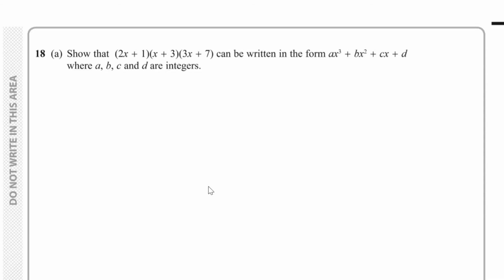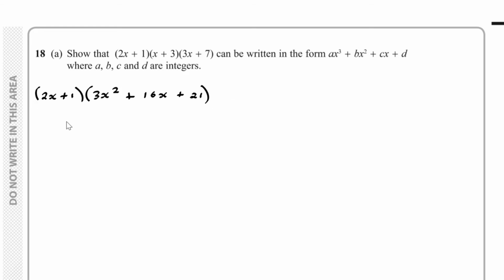Question 18, we have to show that 2x plus 1, lots of x plus 3, lots of 3x plus 7 can be written in the form ax cubed plus bx squared plus cx plus d, where a, b, c and d are integers. Well, we've got this 2x plus 1, and if I multiply the x plus 3 and the 3x plus 7, we end up with 3x squared plus 16x plus 21.